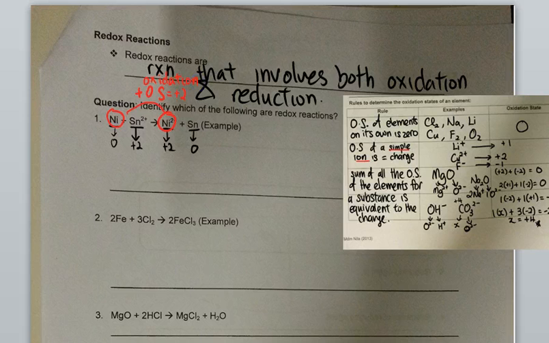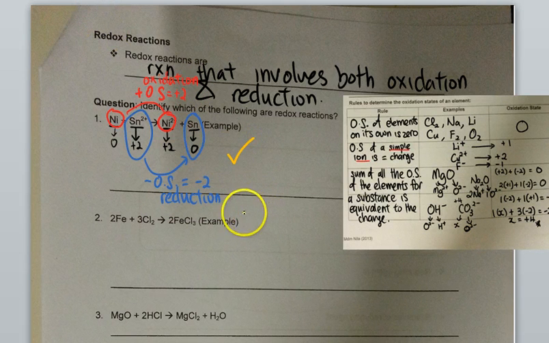Okay, next one we look at Sn. It changes from +2 to 0. So it's actually a minus in oxidation state. Minus how many? Minus 2. So this is actually a reduction. So obviously there's an oxidation, there's a reduction. So yes, this is a redox reaction.